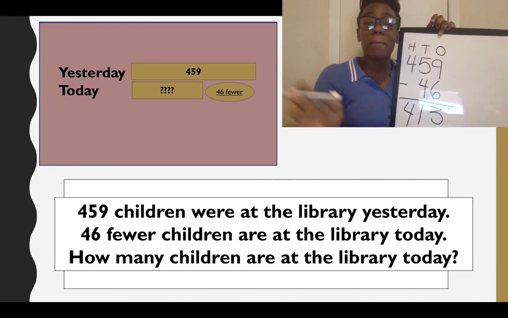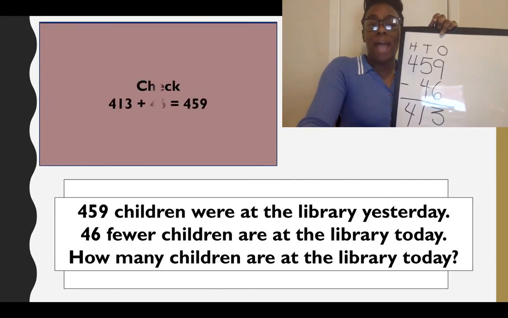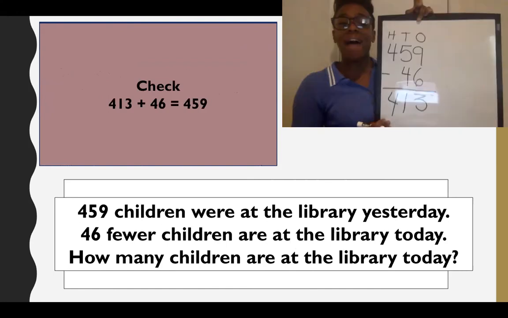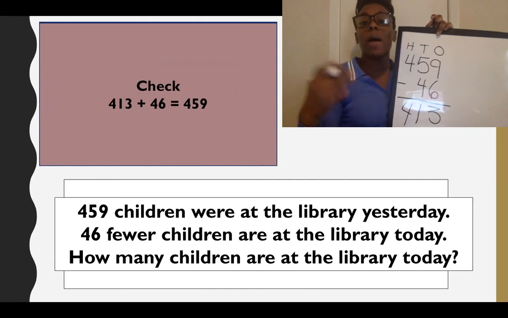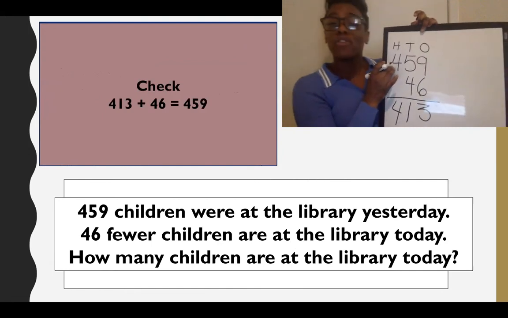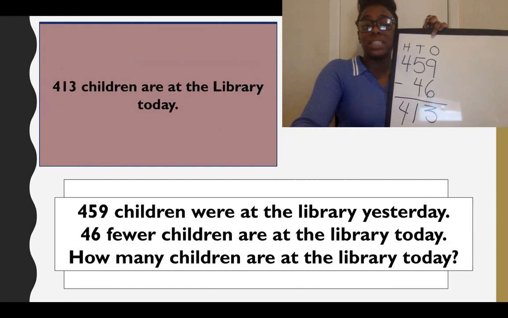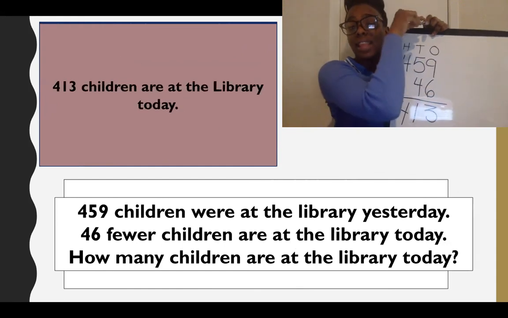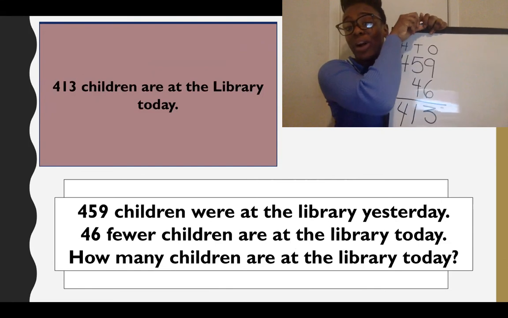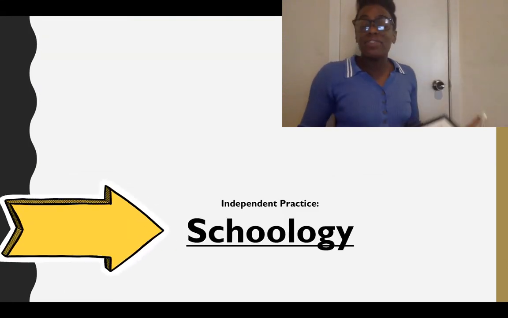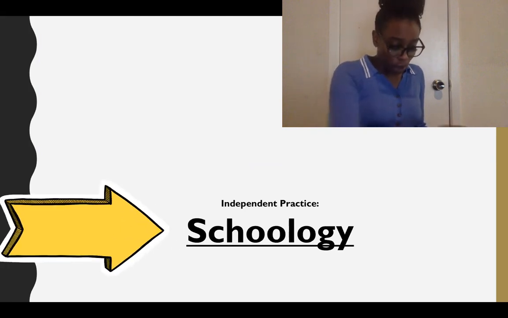Now I want to confirm by checking my answer. So I can check by using addition, making sure they're all in one accord with what I have here. 413 plus 46 does give me 459. So my solution sentence for this problem is 413 children are at the library today. Hopefully you guys understood that. If not, please go back and look at this word problem.